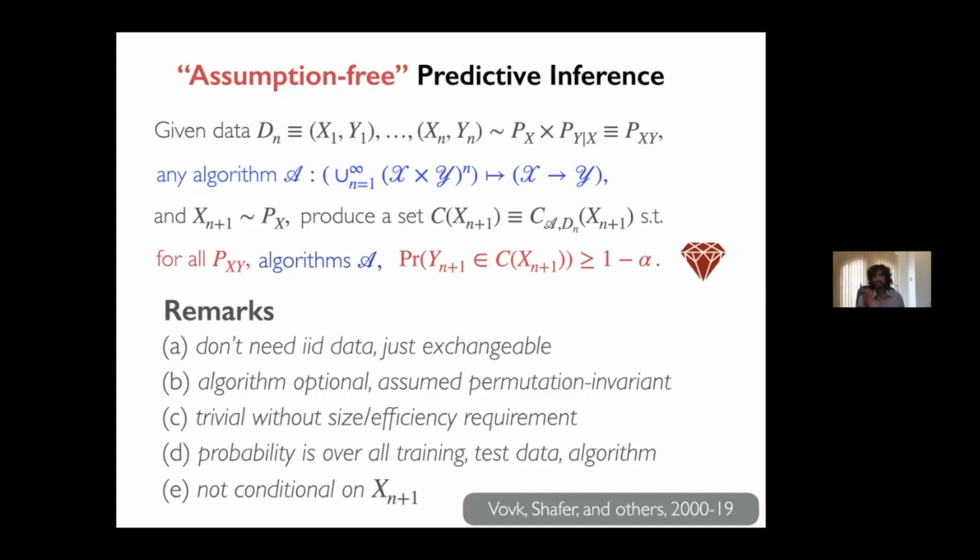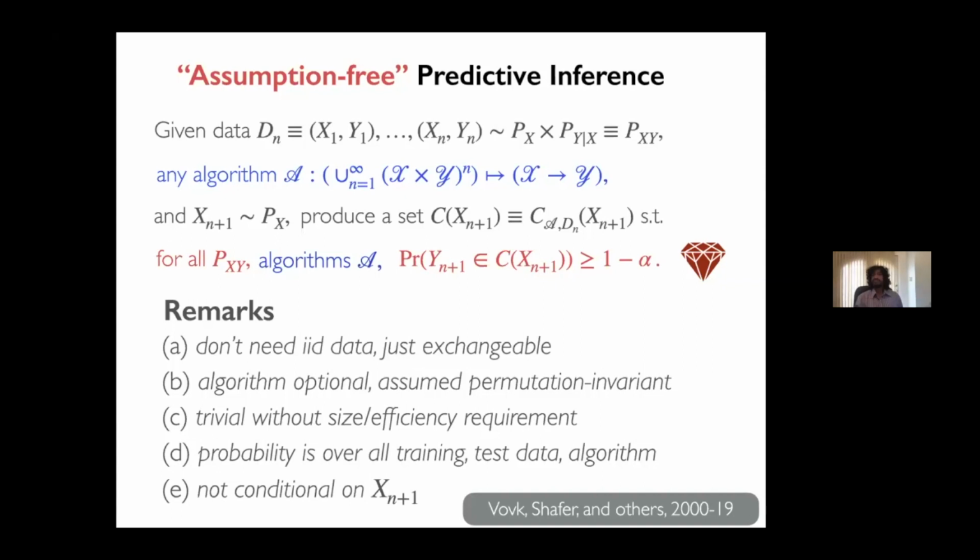And this algorithm will be assumed permutation invariant, which means that if I relabel the data points and give them to it, it gives me the same output. If it's a randomized algorithm, that's also fine. It gives me then the same distribution over mappings from X to Y.